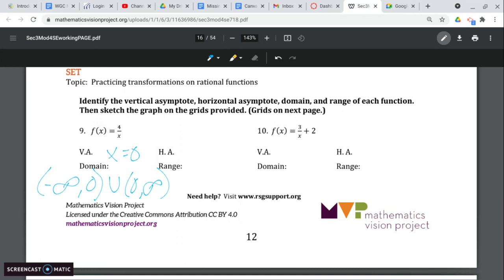And our horizontal asymptote is y equals 0, because there's nothing added or subtracted here. So like in this one, horizontal asymptote would be y equals 2.